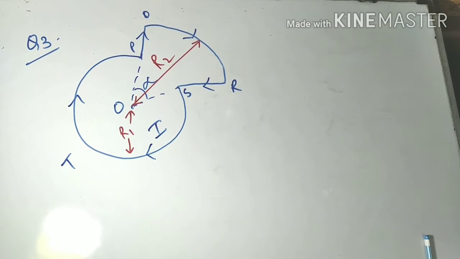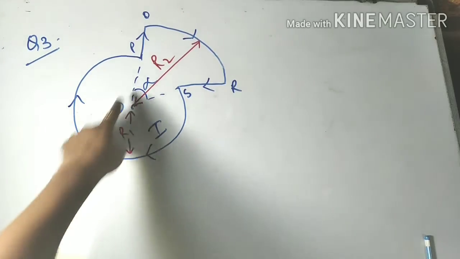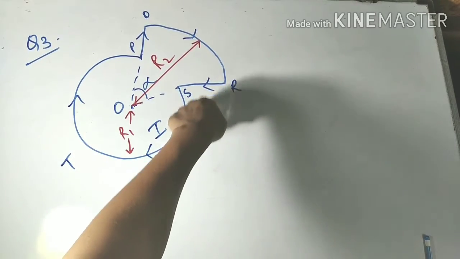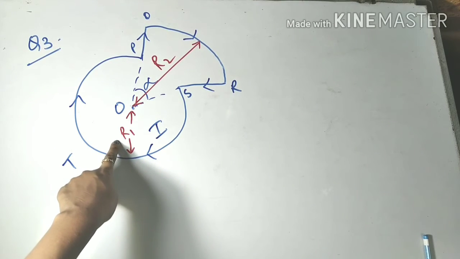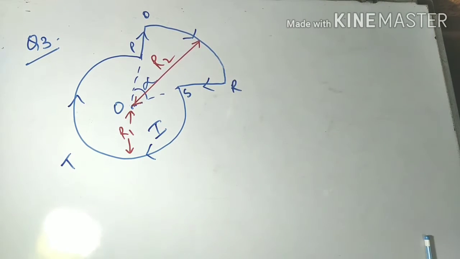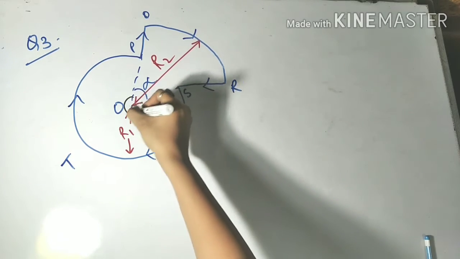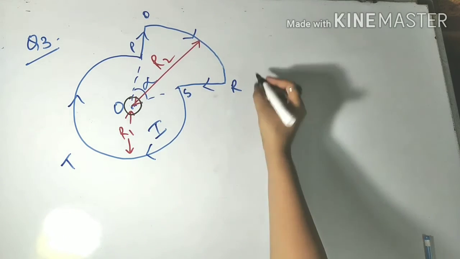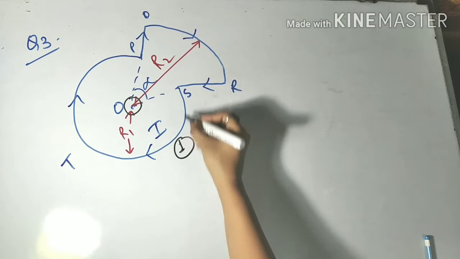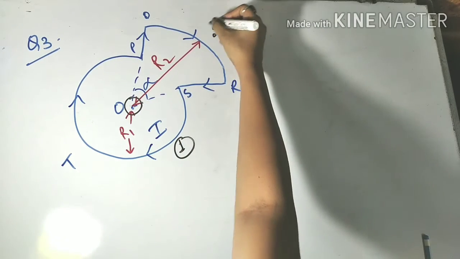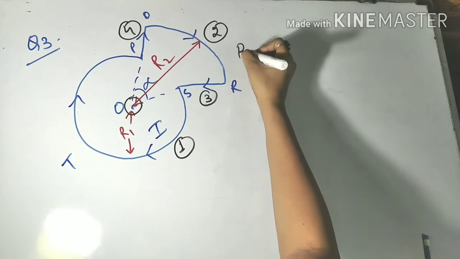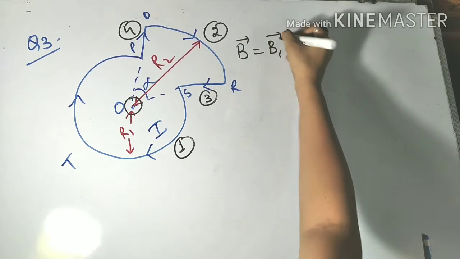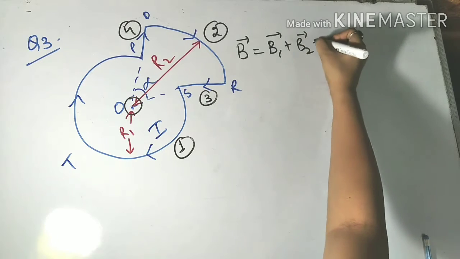So now this is the third question. We are having an arc here and an arc here. The radius of this circle is r1 and this circle is r2. So now I have to calculate the magnetic field at a point O. So suppose I am going to write first part for this circle and the second part for this circle. This is third one and this is fourth one. So my total magnetic field is equal to the summation of all these four magnetic fields.